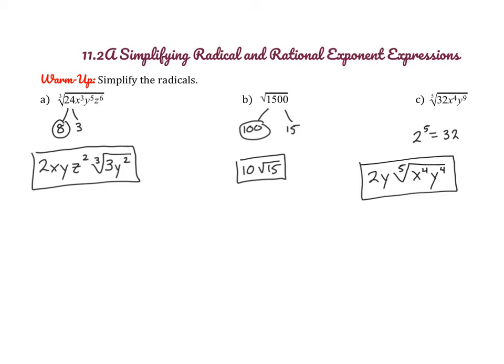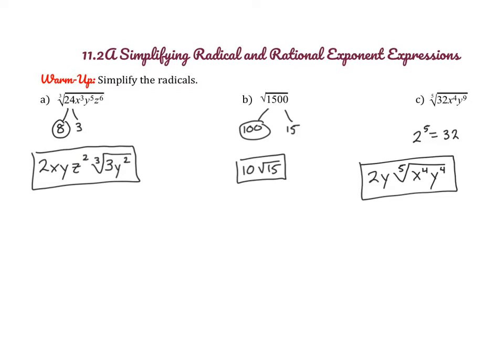Alright, so go ahead and check your work. When you're simplifying cube root of 24, we notice it's divisible by 8, which is a perfect cube, which is where the 2 came from. 3 goes into 3 once, 3 goes into 5 once, with a remainder of 2, and then 3 goes into 6 2 times.